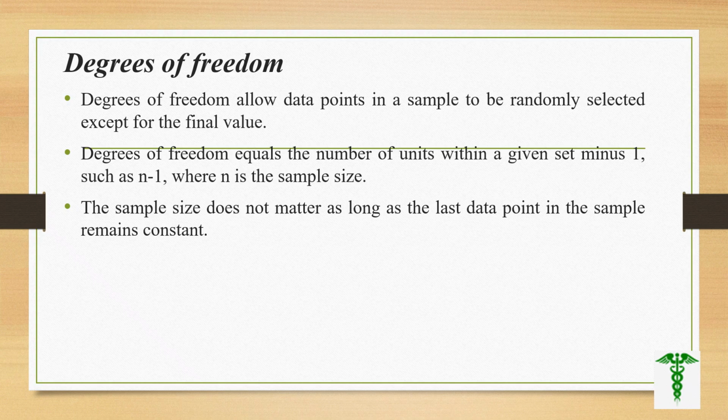Next term is degrees of freedom. Means we are allowing the data points in a sample to be randomly selected except for the final value. So normally when you are telling degrees of freedom, we have to know the number of units within a given set minus 1. For example, if n is the sample size, the degrees of freedom for that is n minus 1. So the sample size does not matter as long as the last data point in the sample remains constant. That is degrees of freedom. So where we see n minus 1, we can correlate it with the degrees of freedom.